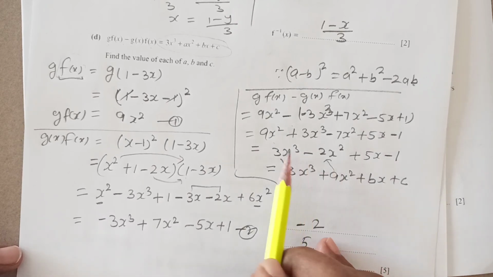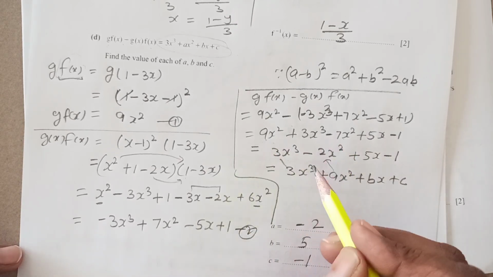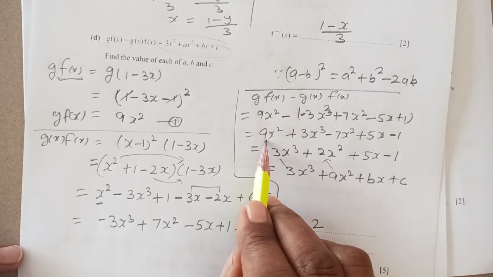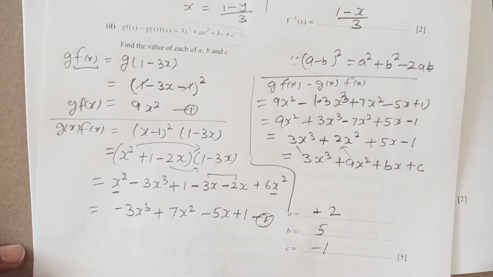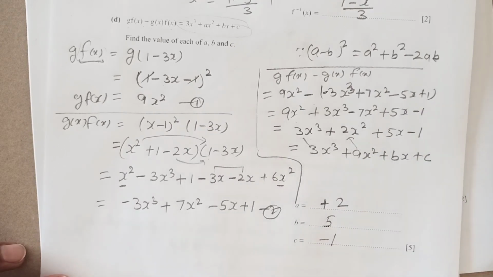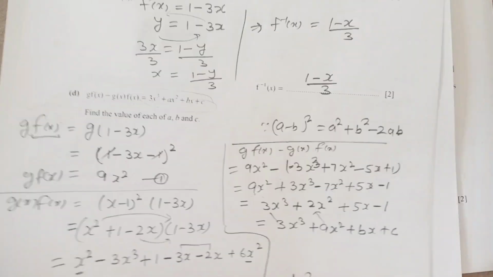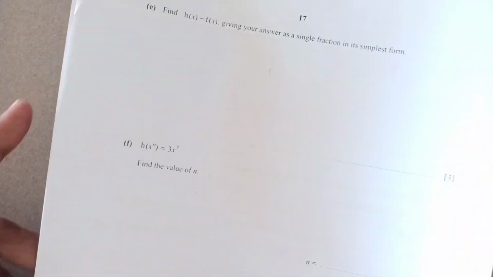Sorry guys, I have made a mistake here. 9 minus 7, it is going to be positive because 9 is greater than 7, so that will be positive. So the value of a is positive 2, right? Yeah, so that's it for this part. Let's see what is the next part here.